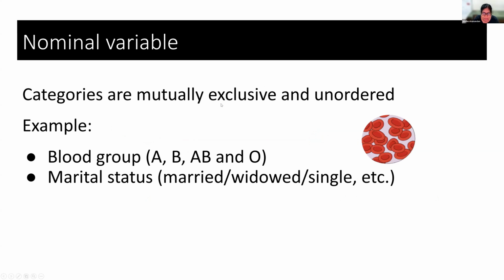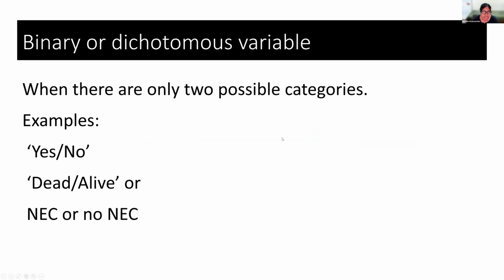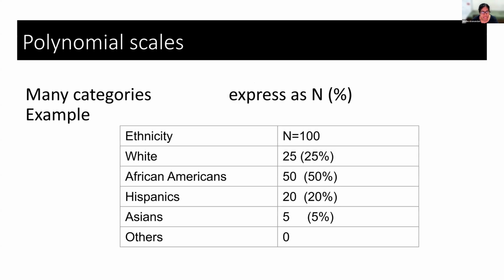Nominal variables are named variables. They are mutually exclusive and unordered. Blood group, various types of blood groups, married, widowed, single, etc. So these are nominal variables. They can be either binary or dichotomous, for example when you have only yes or no, only two possibilities. Then it is called binary: yes or no answers, alive or dead, presence or absence of a disease. Whereas you also have polynomial scales where you can have more than two options, for example blood group types or ethnicity.